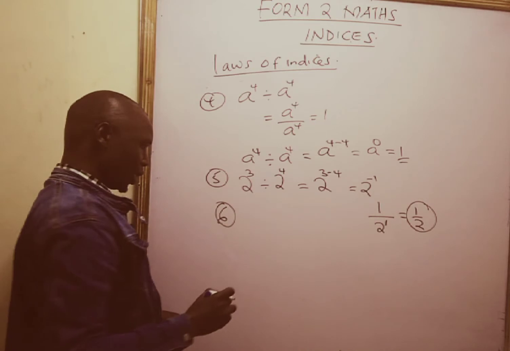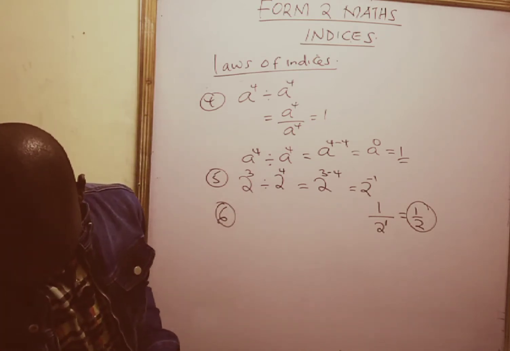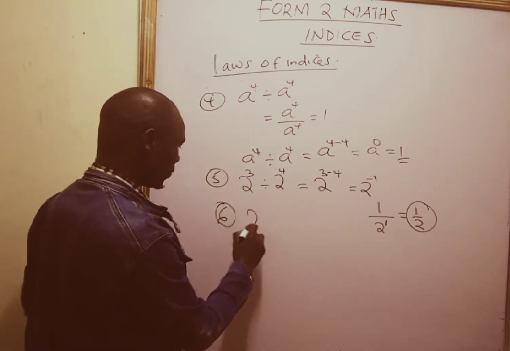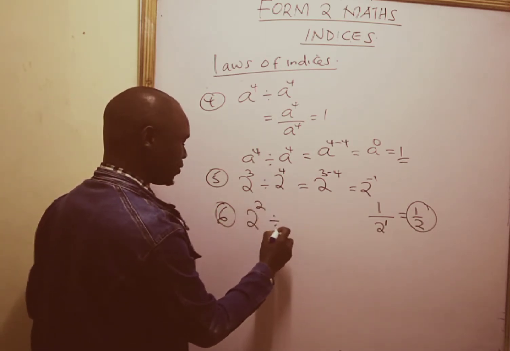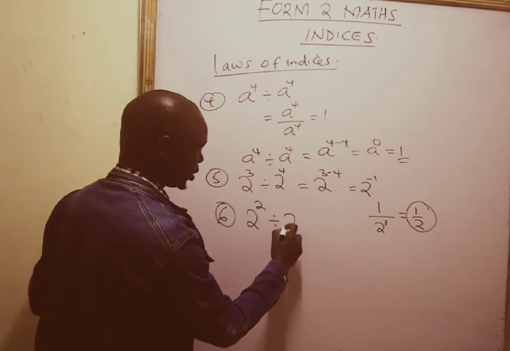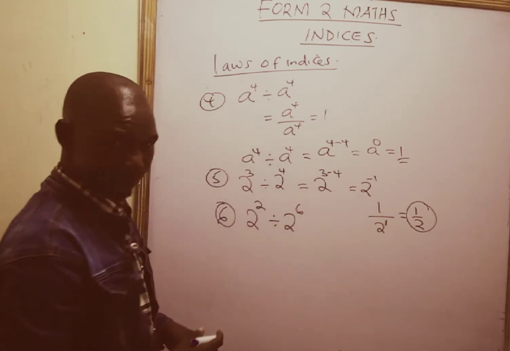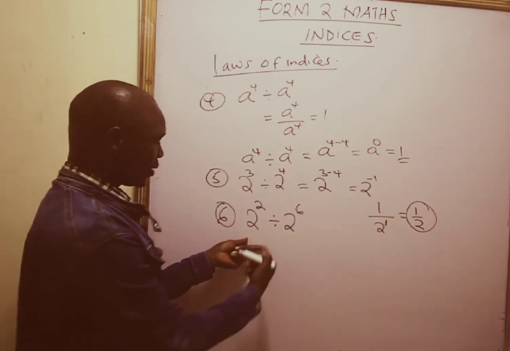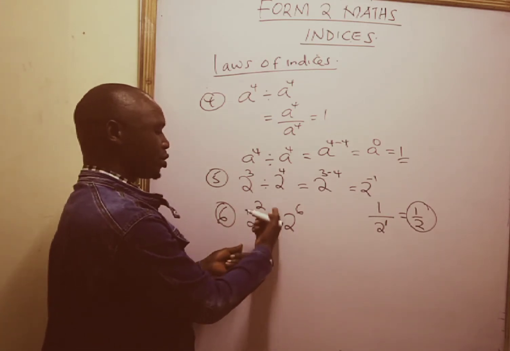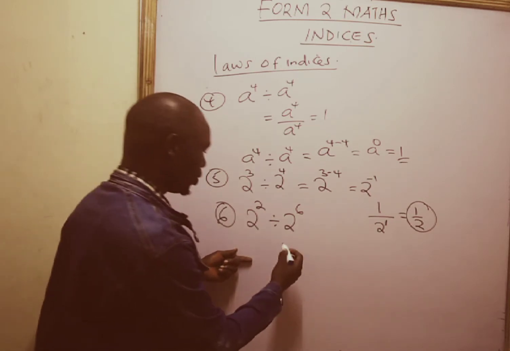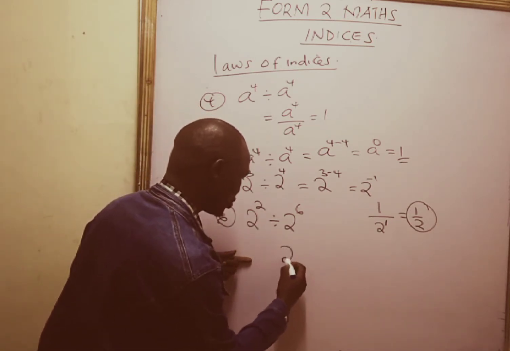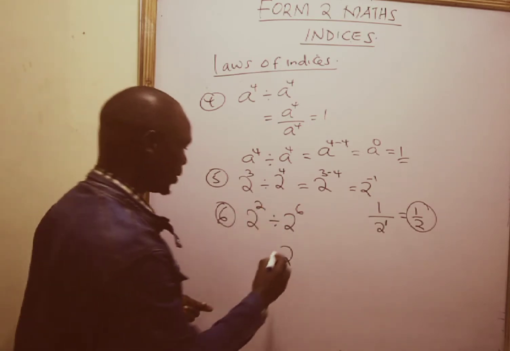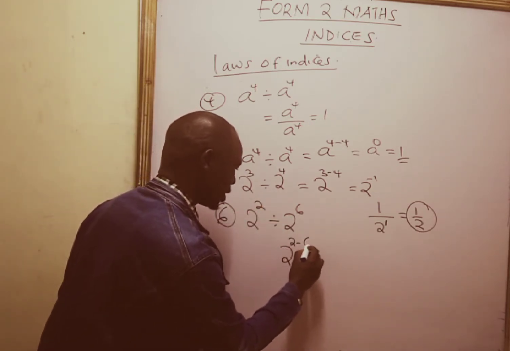Let us do another example related to that one. What if we have a number like 2 power 2, we divide, for example, with 2 power, for example, 6. If you get a problem like this one here, remember the bases are the same and the sign between them is a division. We are going to take the common base, which is 2, and the rule always dictates that we subtract the powers. That is, we are going to have 2 minus 6.